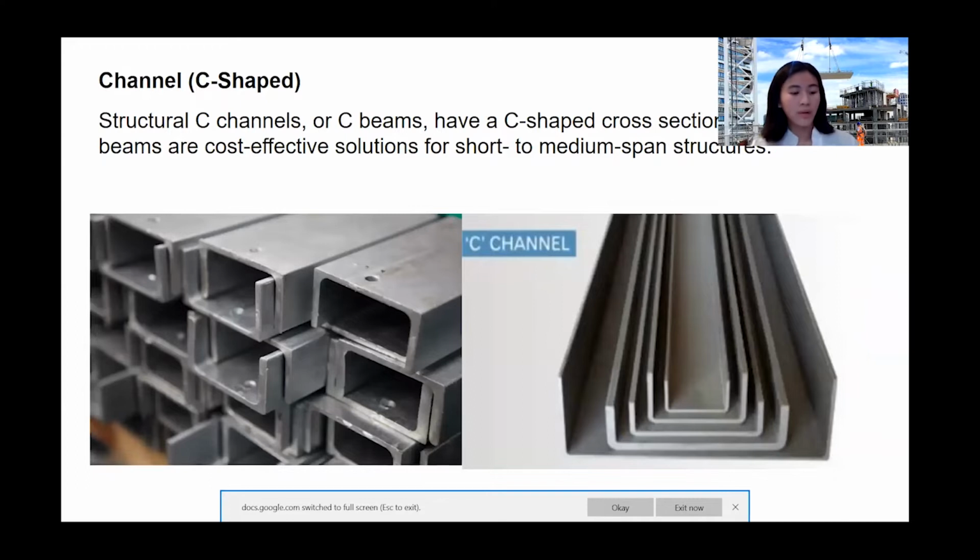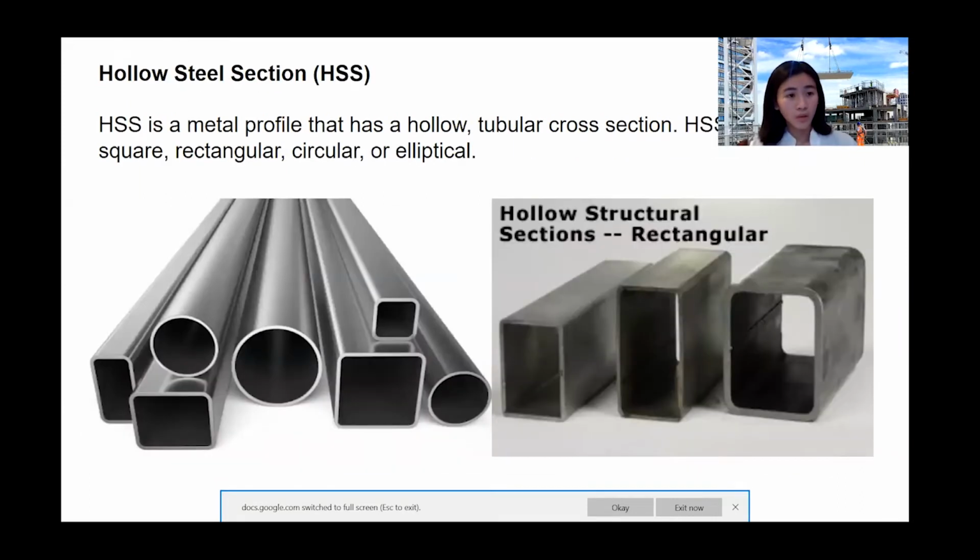Channel, or C shape, has a C-shaped cross-section and is a cost-effective solution for short to medium-span structures. Hollow steel section, or the HSS, is a metal profile that has a hollow tubular cross-section. It is used as exposed structural steel, staggered truss, and conventional truss structures.